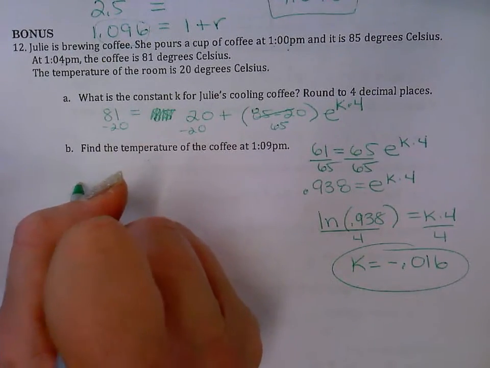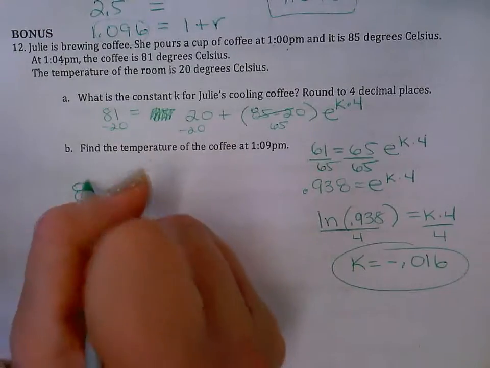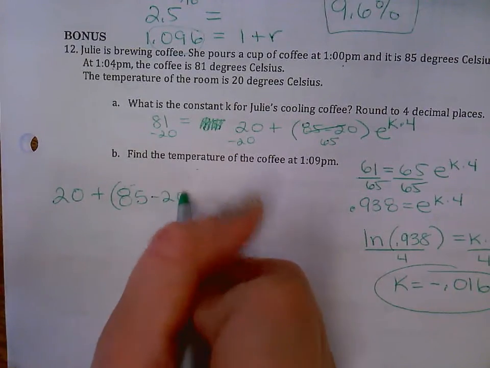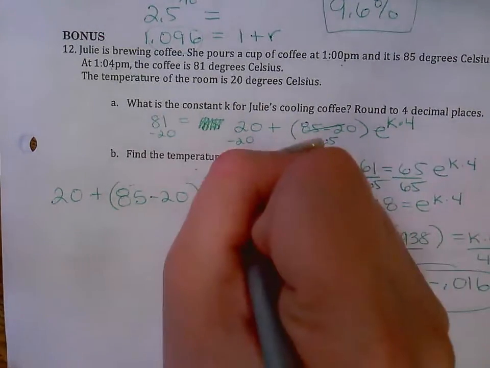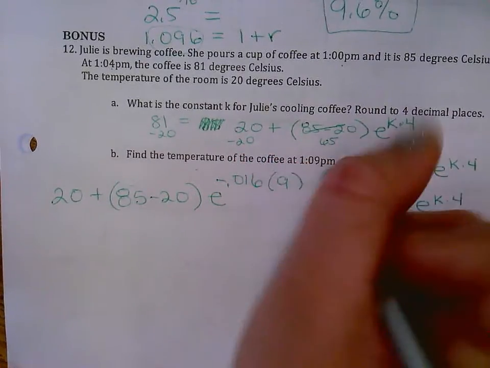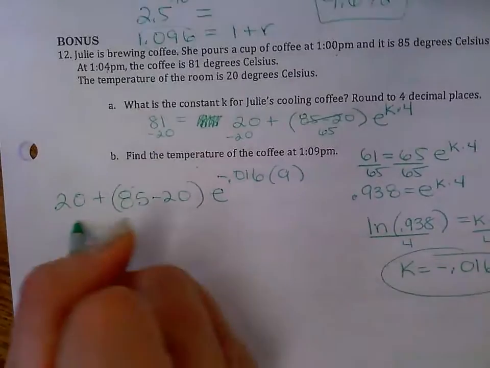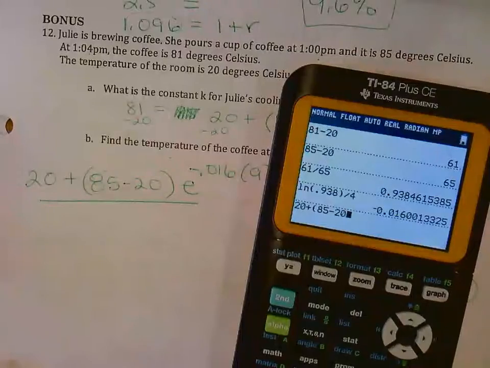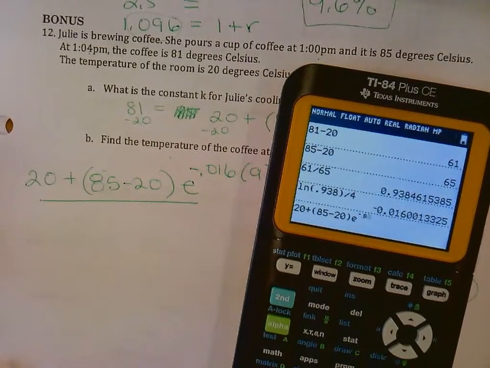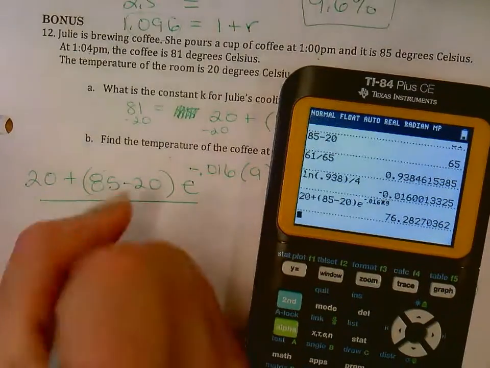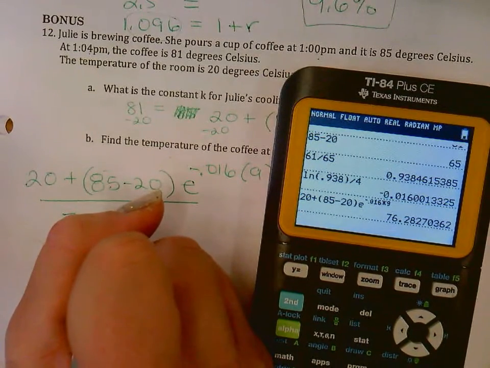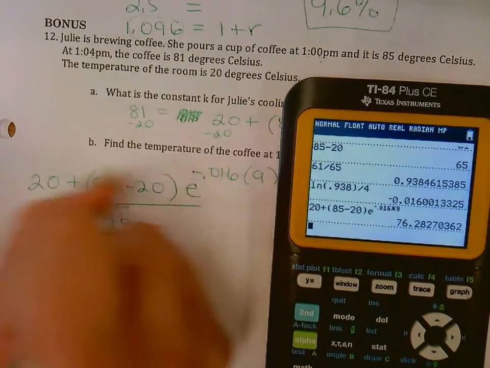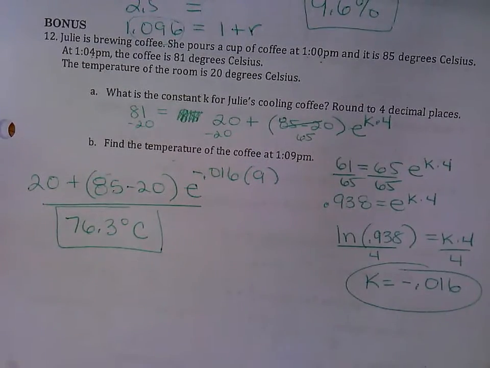So I start at 85 degrees. Oops, I have to do this again. I have to do 20 plus 85 minus 20 e to the k value times 9 minutes, because it's 1 to 1:09. So I'm just going to type that into my calculator. 20 plus 85 minus 20 e to the negative 0.016 times 9. 76.3 degrees, and we're in Celsius. So it's still pretty hot.